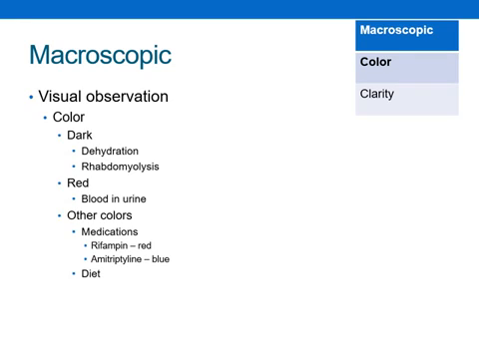Furthermore, there are a few other things to consider, such as medications and diet. A few examples that I pulled out for medications are things like rifampin, which can turn the urine red or orange, and then amitriptyline, which can turn the urine blue.